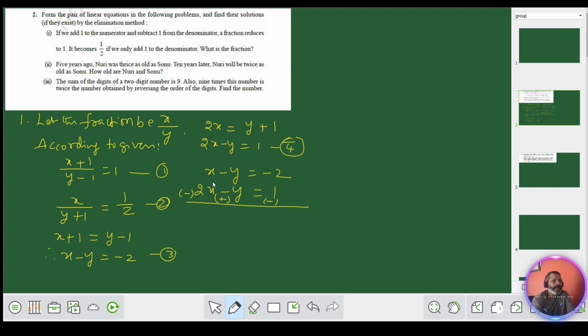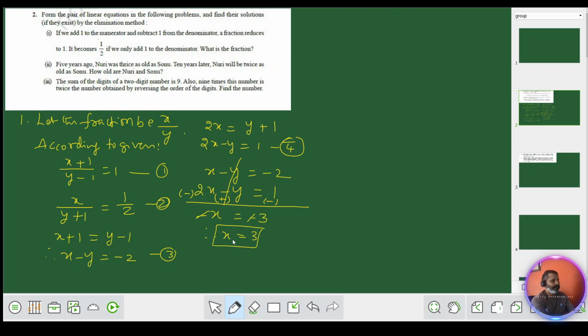So x minus 2x is minus x. Please consider the signs written in the second line. Minus y plus y get cancelled. Minus 2 minus 1 is minus 3. Minus minus also gets cancelled. Therefore, x equal to 3.